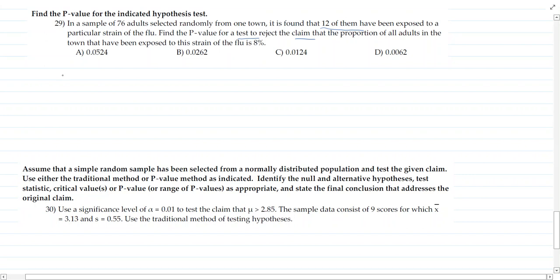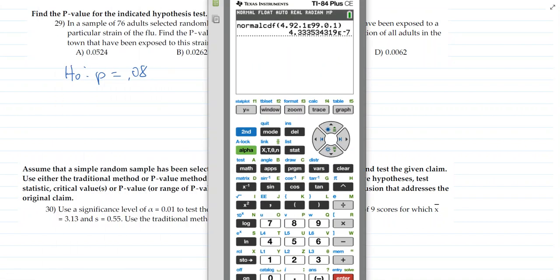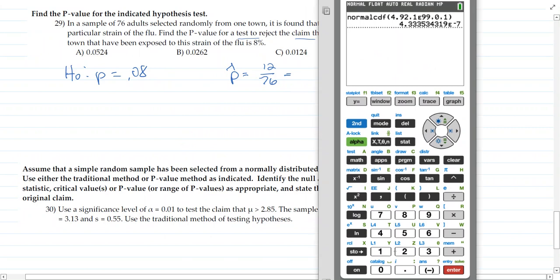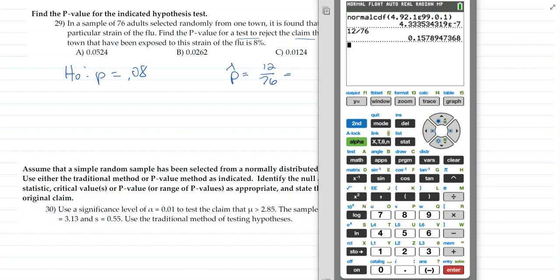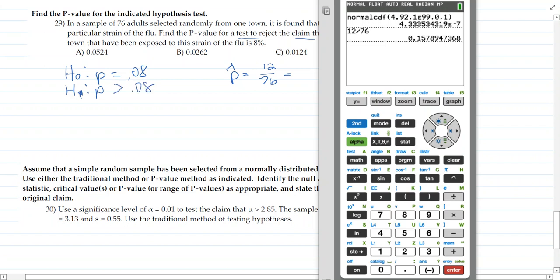Okay, so we have H0 that says our proportion, because it's a percent, is 0.08. And then we need our best estimate. Our p hat is going to be our x, which is 12 out of 76. So we're going to do that math just so we know what it is. And we know what our claim is. It is 15%, so our claim is that p is greater than 0.08, because we've got a 15 and some on that guy.